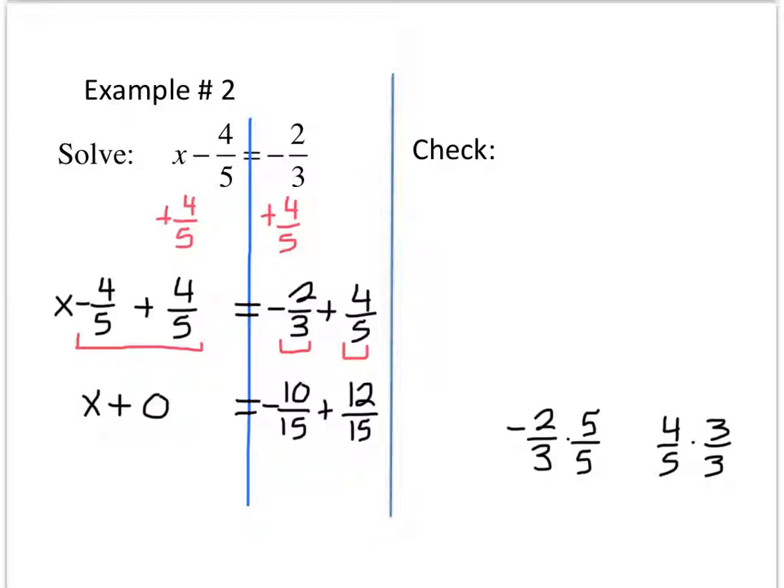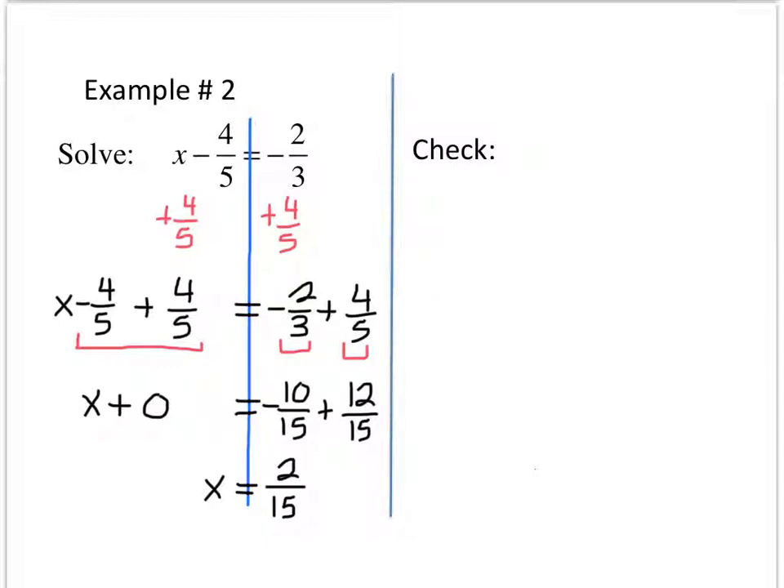And now with our common denominator, I can add these together, and I find that our solution is x equals negative 10 plus 12 is 2 over 15. Good, now with a complicated solution like this, definitely worth coming over here and checking our answer. So I'm going to plug in.